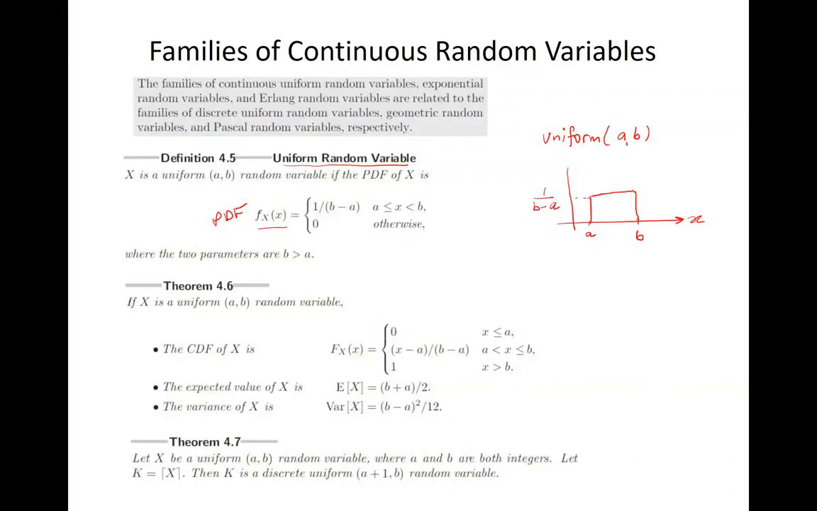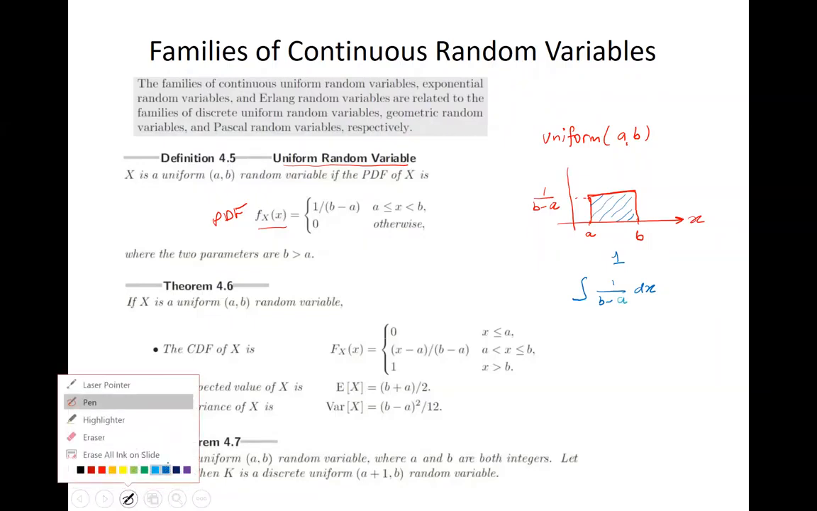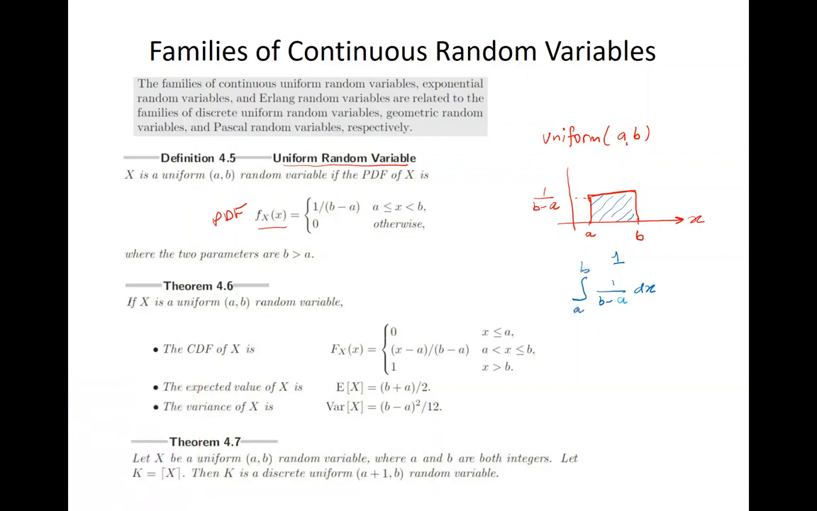So you see, if I look at the area of this curve, it should be 1. So we simply integrate 1 over b minus a dx from a to b, which is 1. This proves that the PDF is well defined.